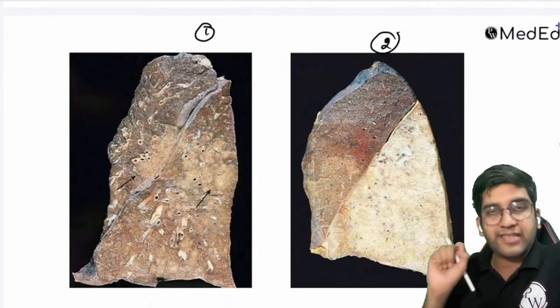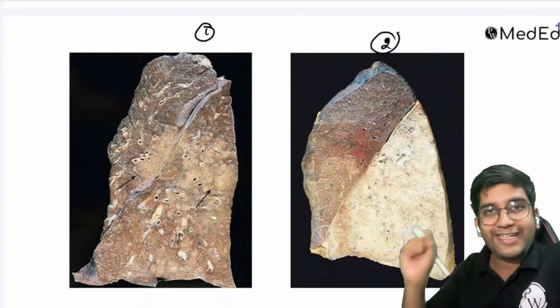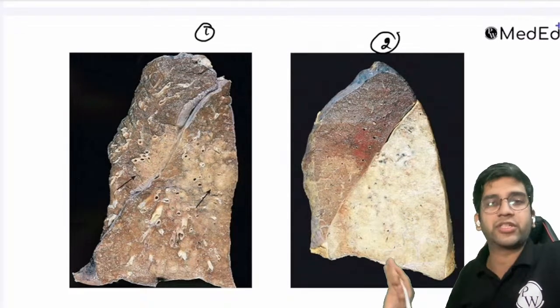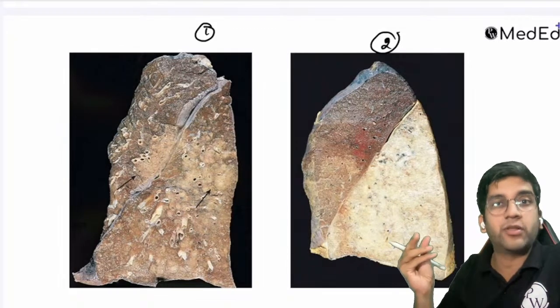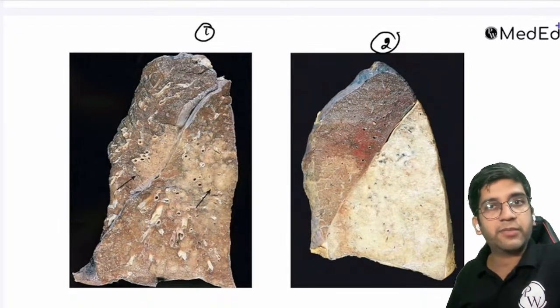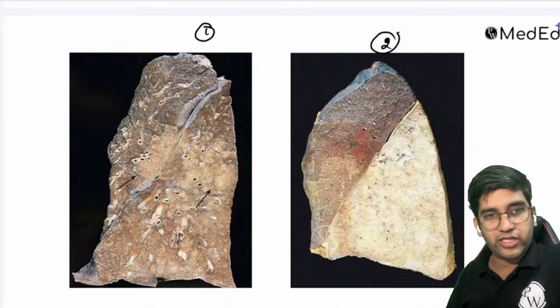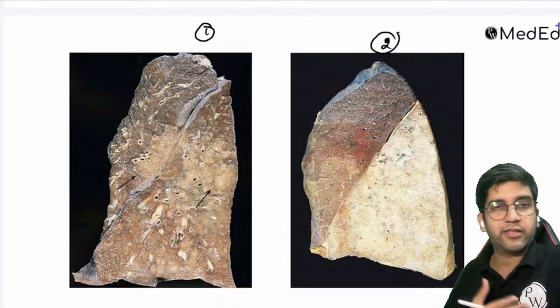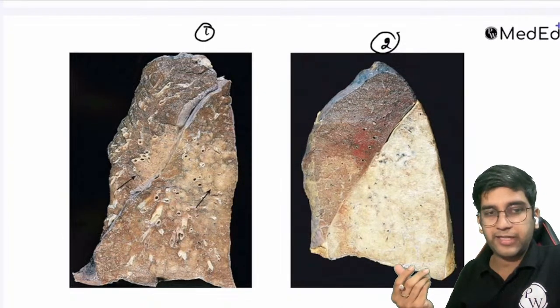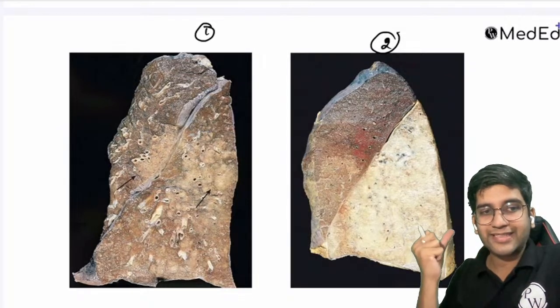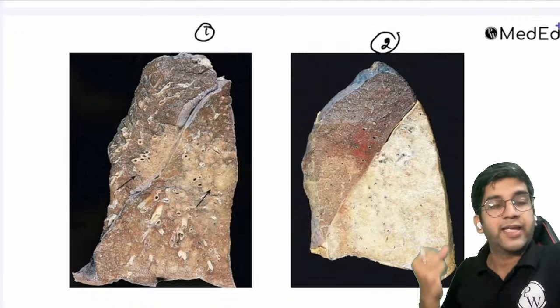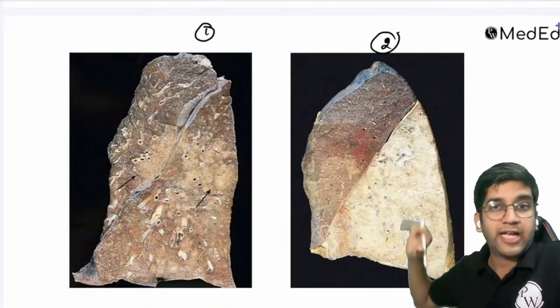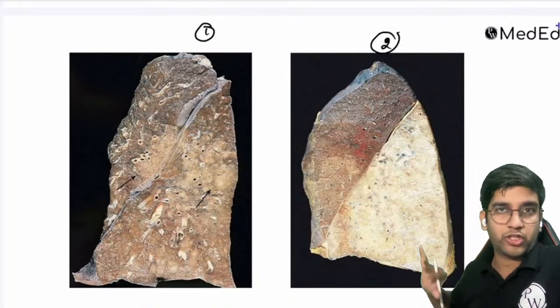Consolidation, in the simplest language, is non-aerated lung tissue. That's the definition. If a lung tissue is not getting air inside, it becomes firm. Have you touched lung in your anatomy, in cadavers? Have you felt the lung? Lung is like a sponge. Lung is always aerated. Lung is spongy. If lung loses its spongy texture and becomes firm, I call it consolidated lung, right?